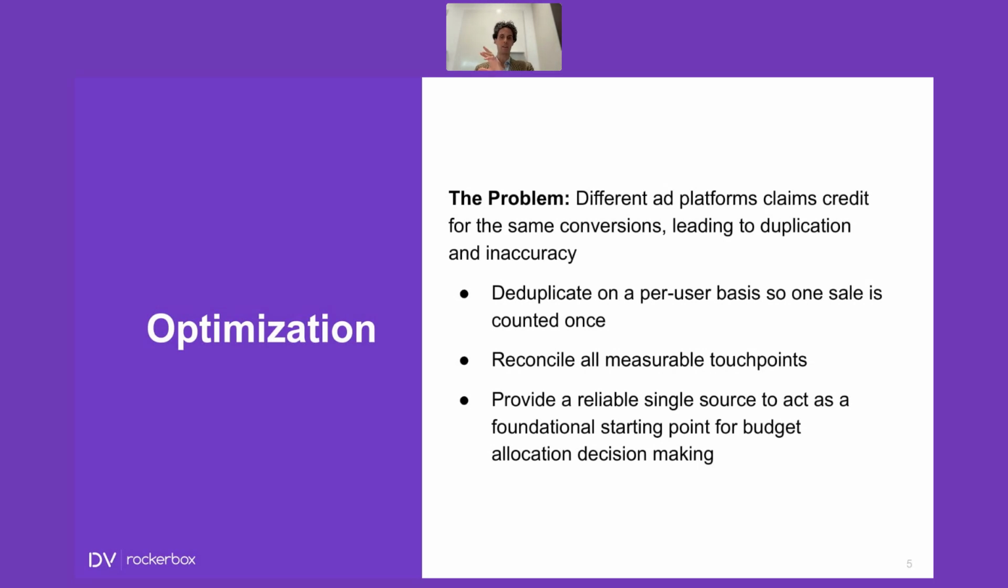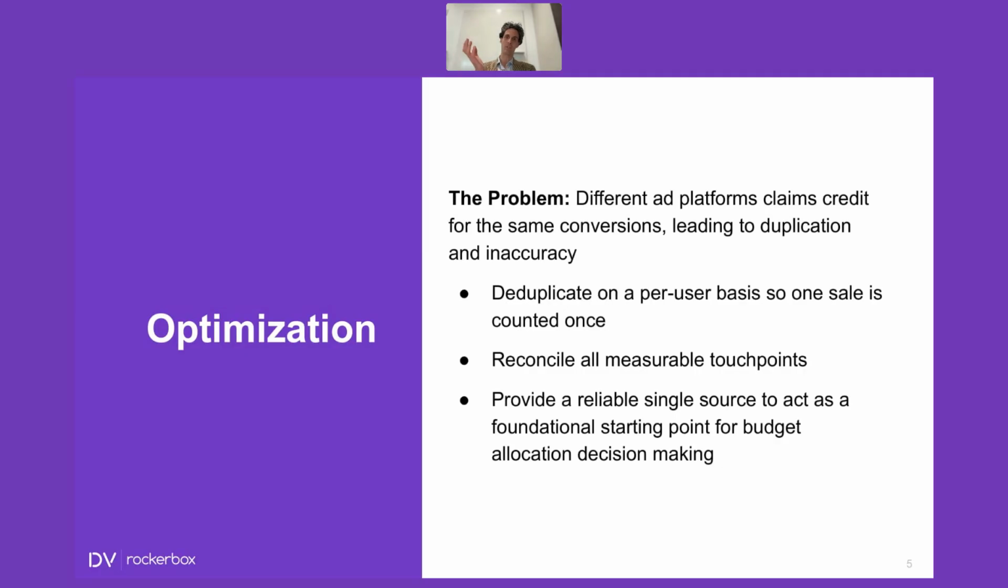So having a system that is deduplicated allows you to optimize on a per user basis. So every sale is counted once. Fantastic. It also allows us to reconcile all of our measurable touch points. So not only are we deduplicating between those different platforms, but we're also reconciling across a whole bunch of different platforms, not just A and B, but also C, D, E, F, et cetera. Anything that can be measured should be included in your MTA. And once you have all of that together, obviously you have a great starting point for your optimization.